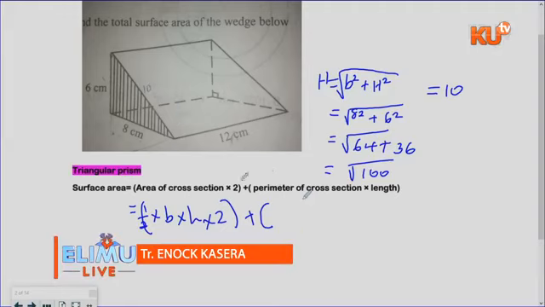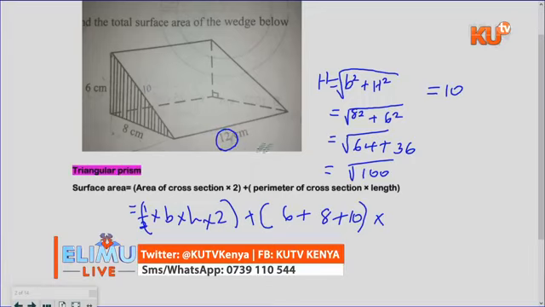So we come here again. Now perimeter of the cross section, remember I've said perimeter is the distance all round. So that means that we are going to take 6 plus 8 plus 10. That is the perimeter of the cross section. Then times the length. What is the length? The length is this one here, which is 12. So we multiply by 12. Okay.